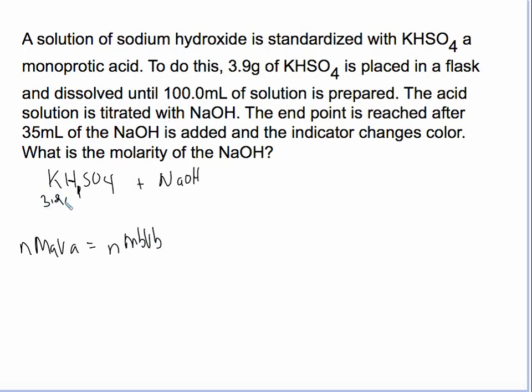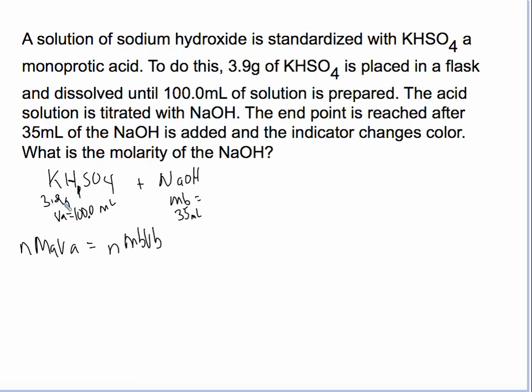Let's see what we know here. We've got 3.9 grams of the acid, but we're making 100 milliliters of it. So we know that the volume of the acid is going to be 100 milliliters. Now that's titrated with the base. We're looking for the molarity of the base, and it's going to take 35 milliliters to get to the endpoint.